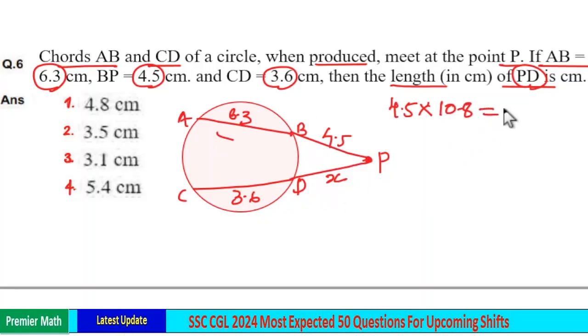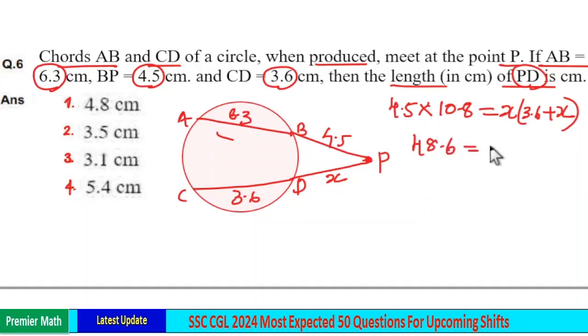here the external segment length is equal to x, so x into (3.6 plus x). 4 into 10 is equal to 40. 4 into 8 is 32. So 43.2 plus 0.5 into 10 is 5. 0.5 into 0.8 is 0.4. So 5.4. Now 43.2 plus 5.4 is equal to 48.6.